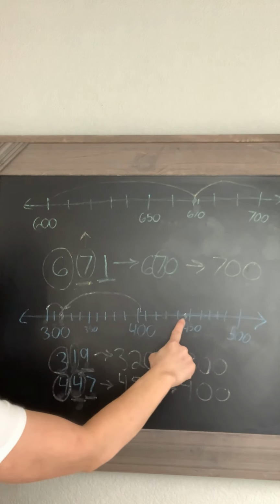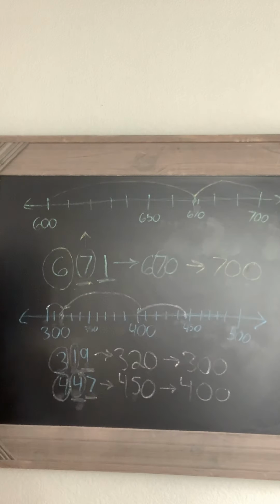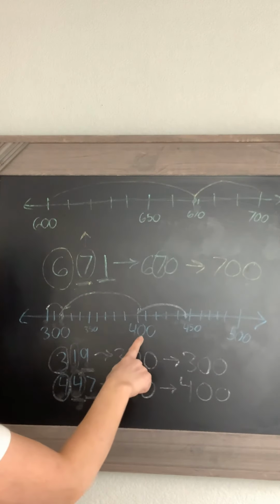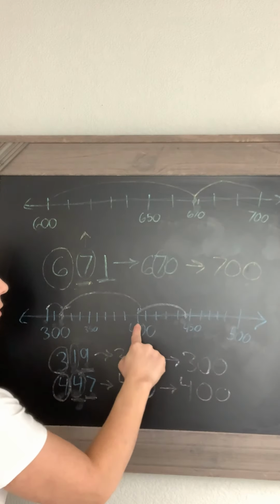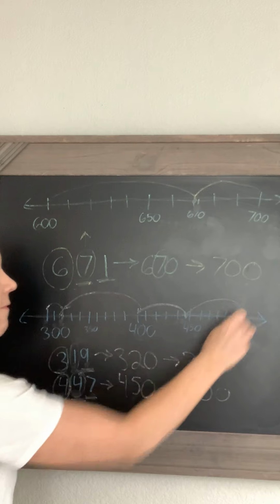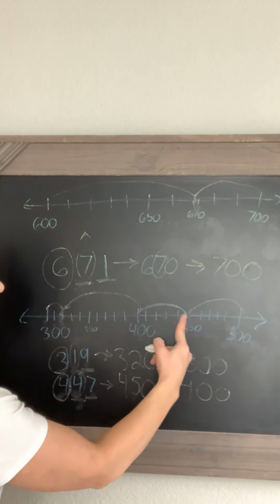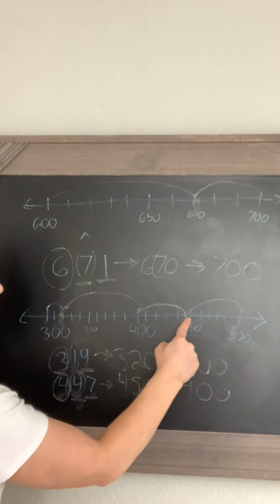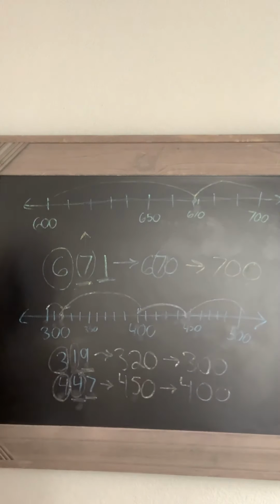Well, 447 is less than half. When it's less than half, it's got to go down to 400. It's closer, it's almost halfway, but it's not. It's closer to 400 than it is over here to 500. Okay? So anything less than halfway, you're going to round down. If it's 5 or more, so halfway or larger, you're going to round up.